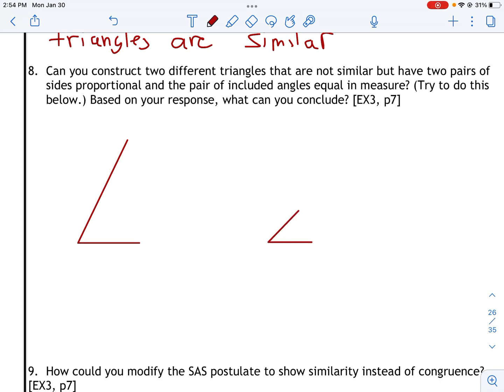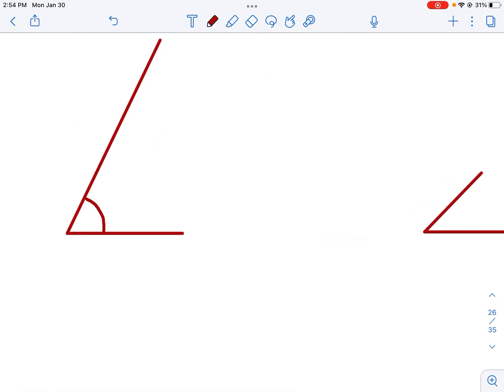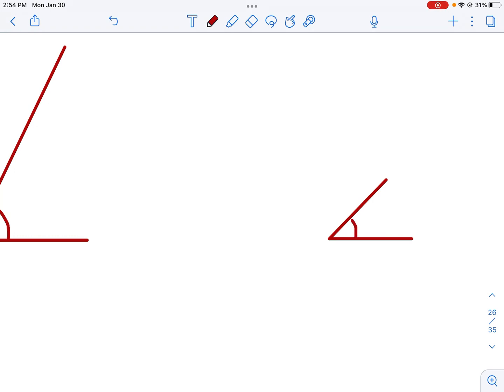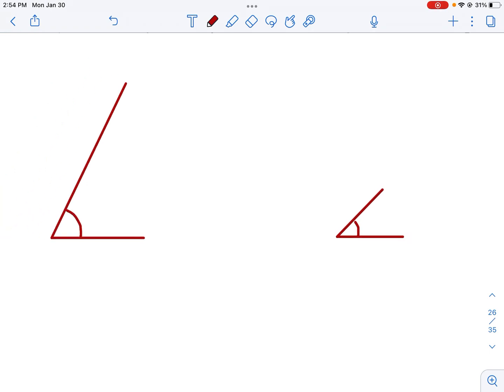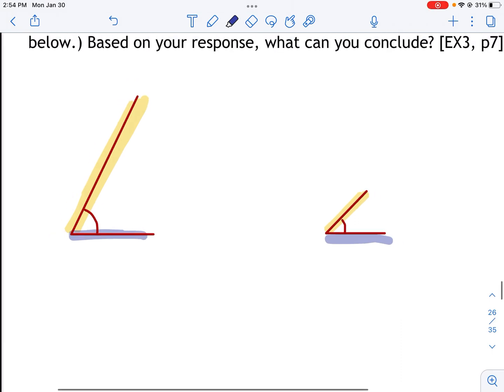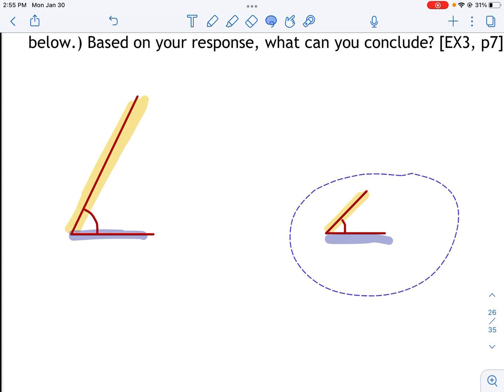There's one. There's two. So if I have one angle here, and I'm going to draw a smaller one, I'm going to try and make it the same. So there it is. So if I have one angle congruent to another angle, and I have my sides proportional, so this top side here is proportional to this side, and this side is proportional to this side, is it possible to add a third side that would make this triangle not similar to this one?